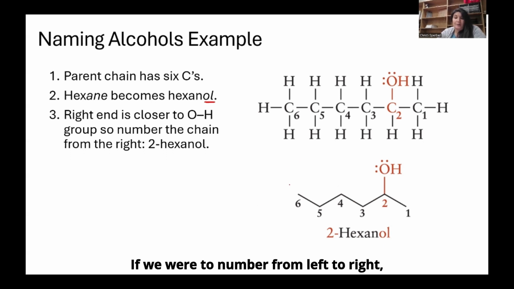If we were to number from left to right, it'd be 1, 2, 3, 4, 5, 6. And our carbon atom that's attached to the hydroxyl group would be 5, and that's too high. That's a lot higher of a number than 2, so that's why we number it from right to left.